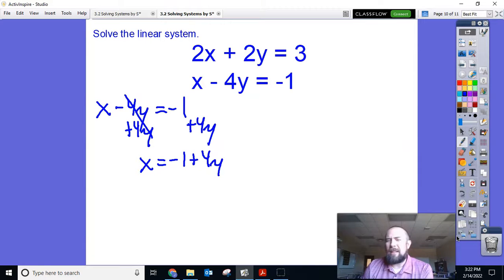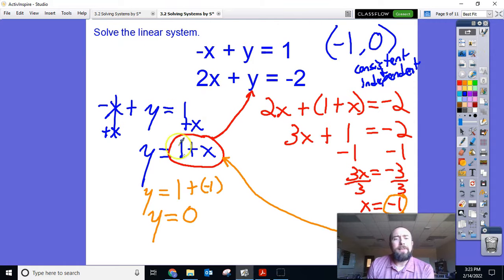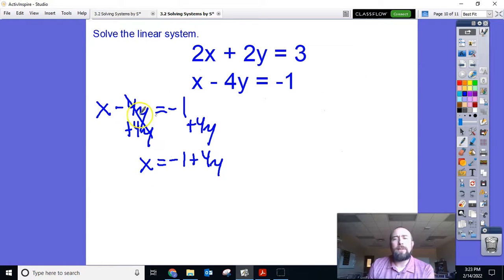Now, some of you, again, may be looking at that saying, no, Mr. Harrison, you have to solve for y. You have to. No, you don't. When you are solving for y only, that's because we're maybe intending to graph it. We're not graphing this one. So it doesn't matter what variable we pick. Step number 1 just says solve one of the equations for one of its variables. So if I solve the second equation for x, now I have this expression, -1 plus 4y is equal to x.